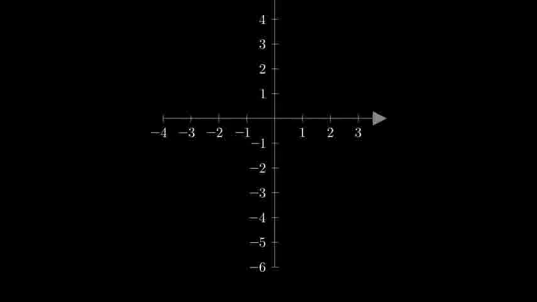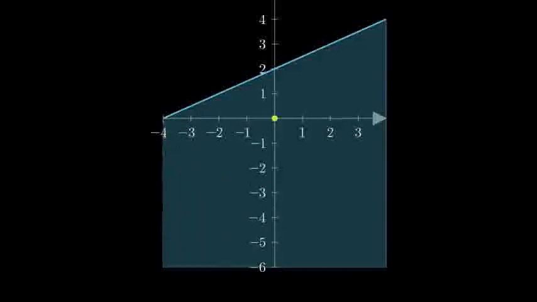First, graph the boundary line for the inequality y is less than or equal to a half x plus 2. Since our inequality is less than or equal to, we'll plot a solid line. Next, test whether a point such as the origin satisfies the inequality. Since 0 is less than or equal to 2, we will shade below the blue line where the inequality holds.